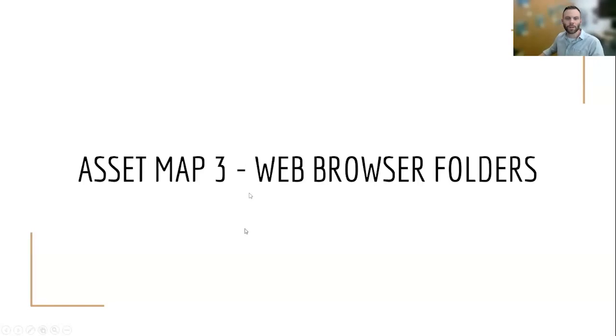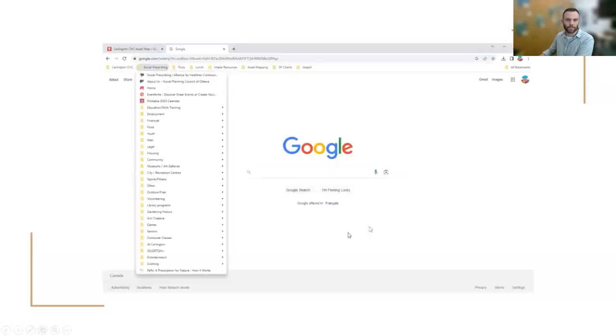Okay, so the next one is web browser folders, which is something I use in tandem with the other one. I like to use a lot. It's literally just taking your browser and making folders within it with categories. Each category has a certain demographic or type of program.